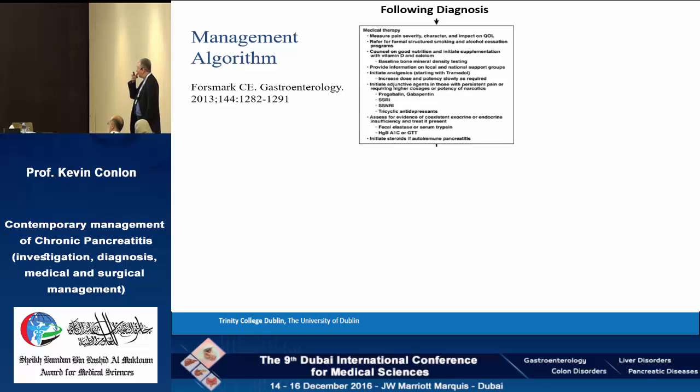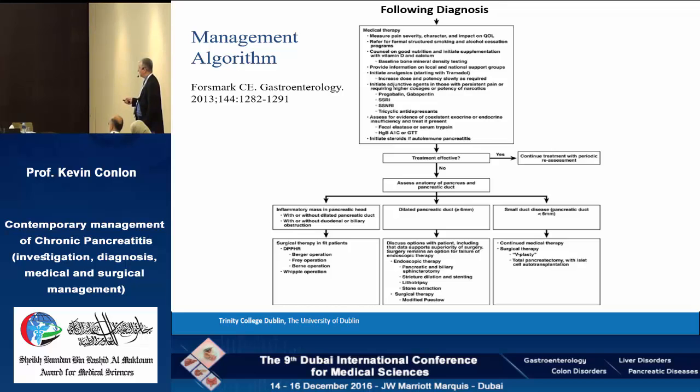So again, as I said, when we see the patients first, we treat them medically, we do a big assessment of their bone health, we try to correct the things we can correct, we treat their pain very aggressively, initially with non-narcotics and going up to narcotics, but we use pregabalin and gabapentin, we use SSRIs and tricyclic antidepressants. If it's effective, we continue to follow them in clinic, and we have many patients that we're following in clinic now. If it's not effective, then we have to make a decision.